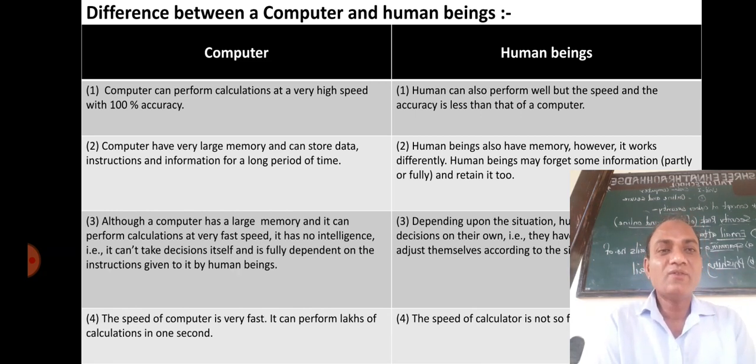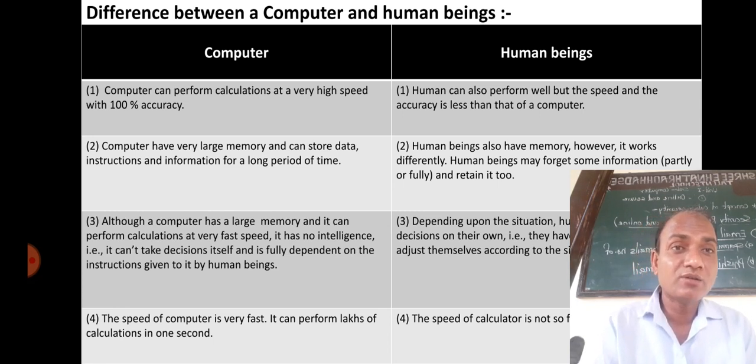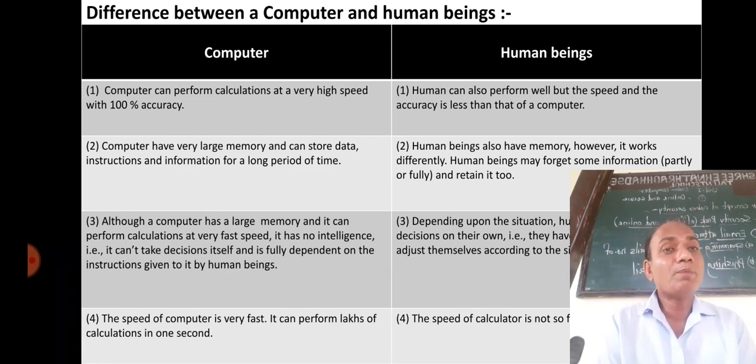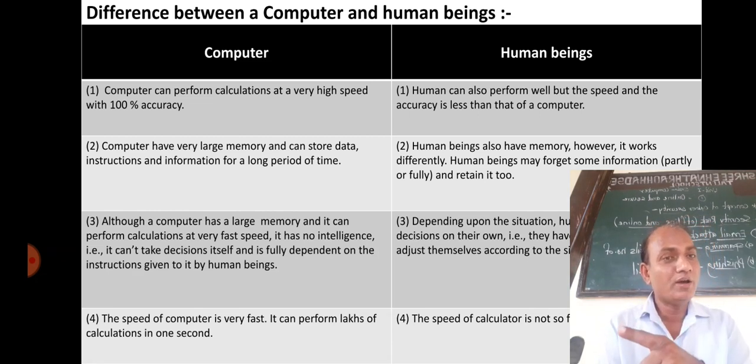See, the first difference: a computer can perform calculations at a very high speed with 100% accuracy. Humans can also perform well, but the speed and the accuracy are less than that of a computer. This is the first difference between the computer and human beings.